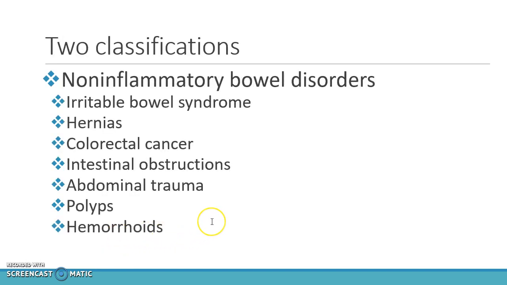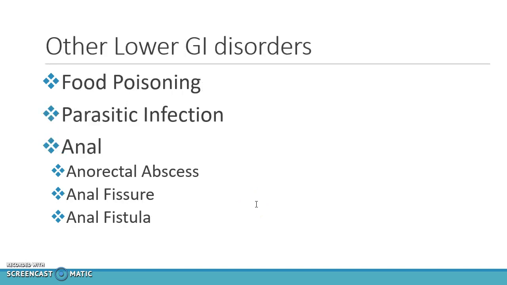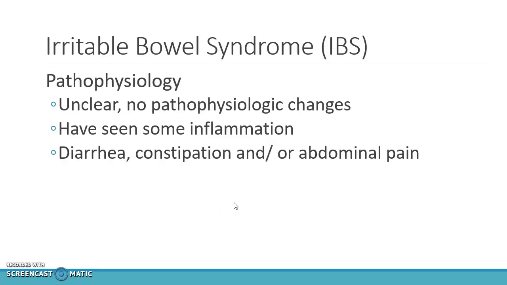2 classifications. We have non-inflammatory bowel disease and inflammatory bowel disease. Of the non-inflammatory bowel disease, we will be talking about irritable bowel syndrome and hernias. The inflammatory bowel diseases, we will be talking about ulcerative colitis, Crohn's disease. And there are other disorders including food poisoning, parasitic infections, anal disorders, which include anal rectal abscesses, anal fistulas, or anal fissures.